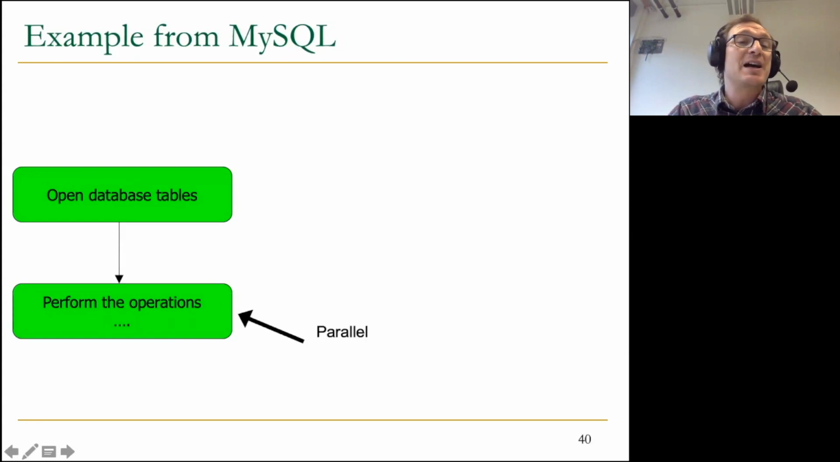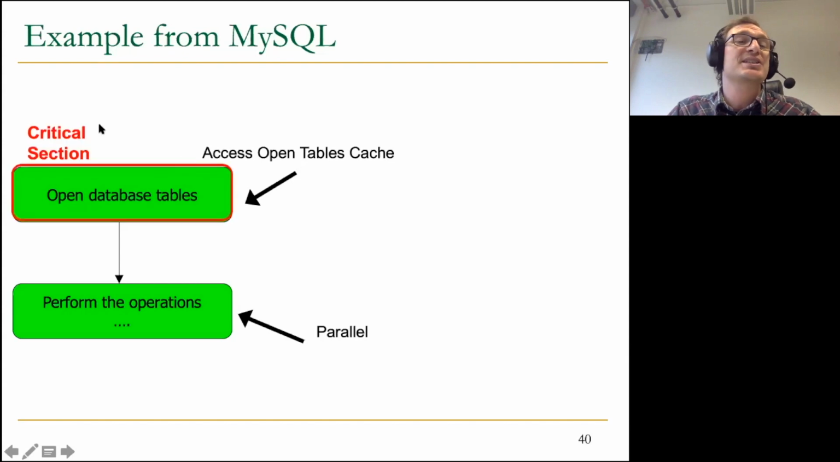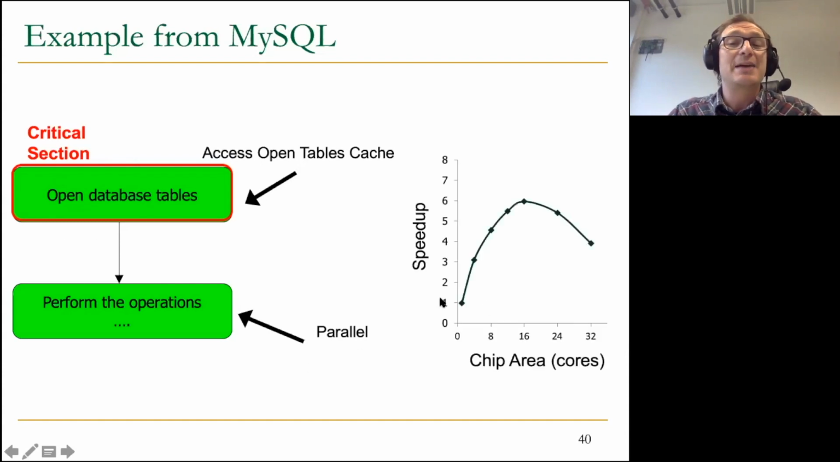Okay, so this part is parallel. Opening the database tables requires accessing the open tables cache. So this is the critical section, meaning only one thread can be executing this. Of course, you can do fine-grained synchronization, etc. Let's assume that it's all done and there's some critical section over here. And this is a classic speedup or scalability curve that you see in a parallelized program. So on the x-axis, you see chip area. On the y-axis, speedup normalized to a single thread or single core. We're going to assume, without loss of generality, that a single core can execute a single thread, to make life easy. Clearly, this is the normalization point.